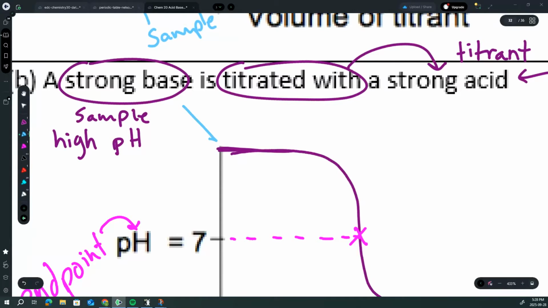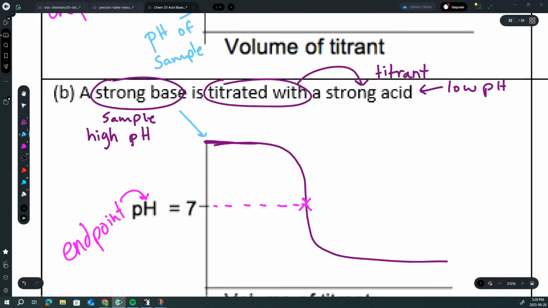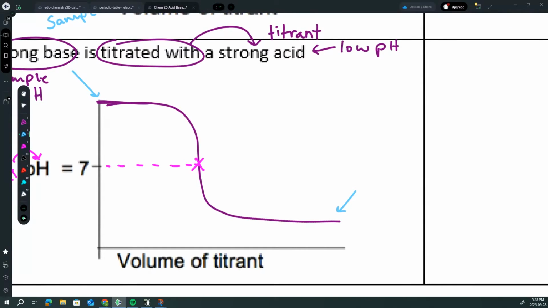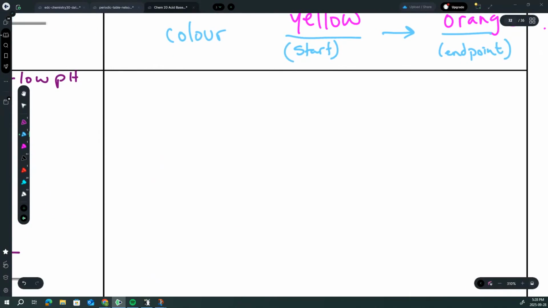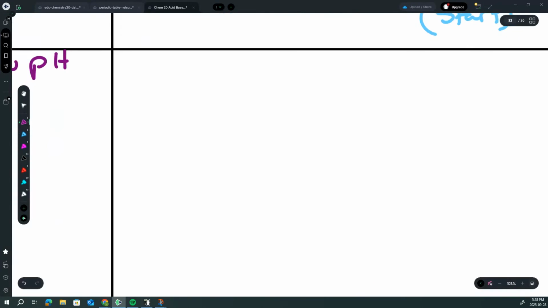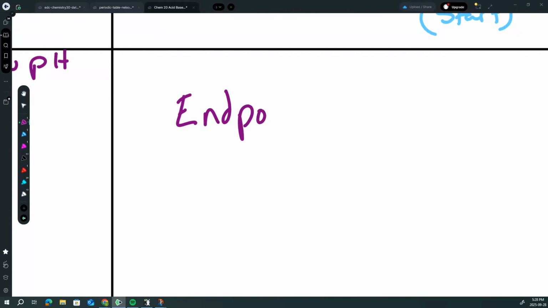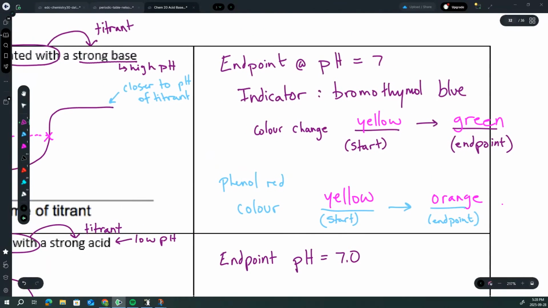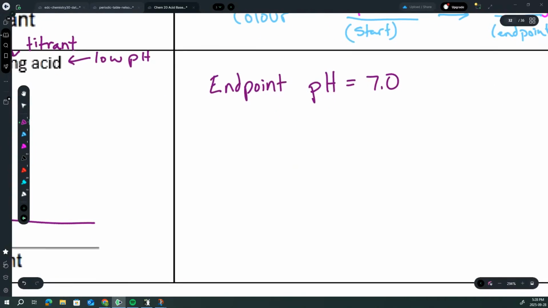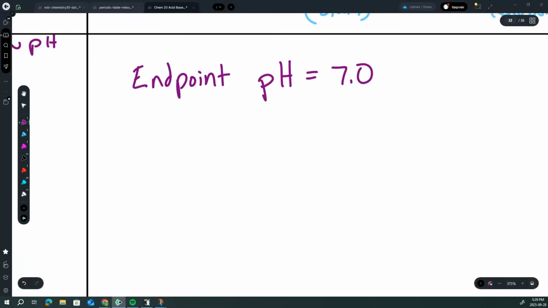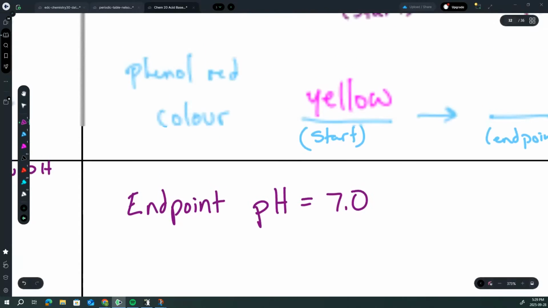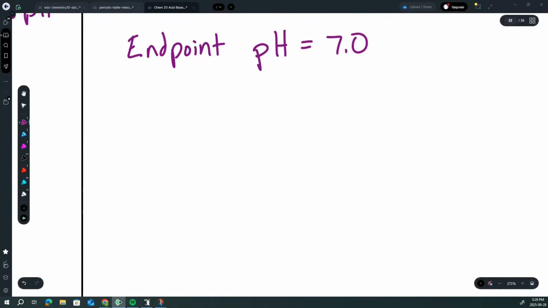So this is my sample pH, starting off high, and then right here will be a pH that's closer to the pH of my titrant, which is a strong acid, so it's going to have a low pH. So again, any reaction between a strong acid and a strong base will have an endpoint at a pH of 7. So 7, 7.0, both mean the same thing. And because the endpoint is at 7, we can use the same indicators that we used in our previous example here. So bromothymol blue and phenol red.